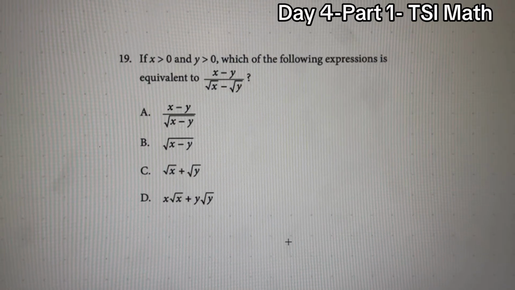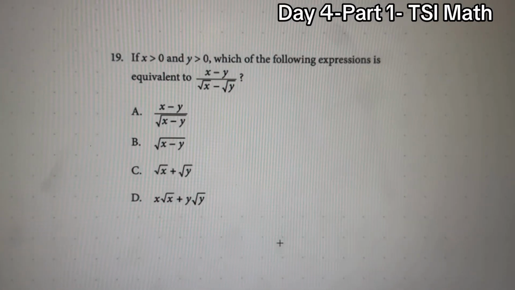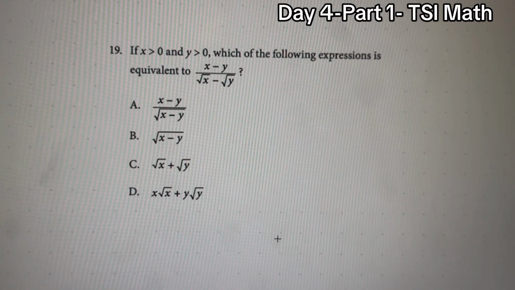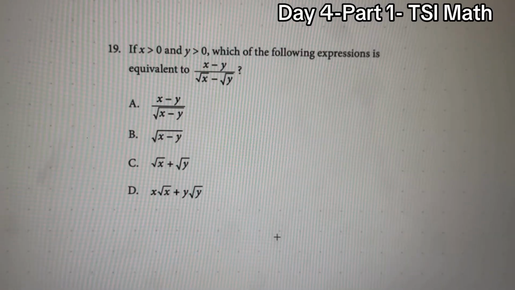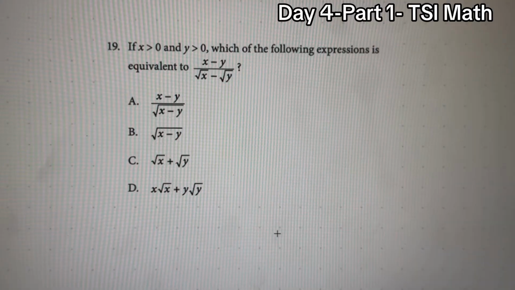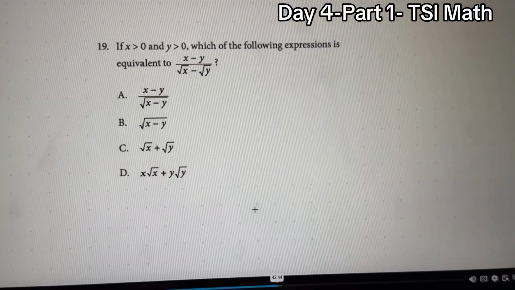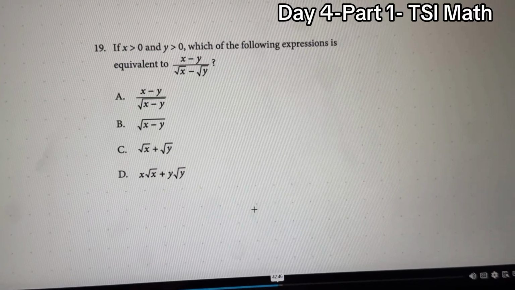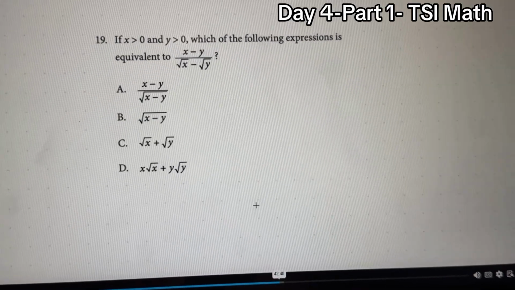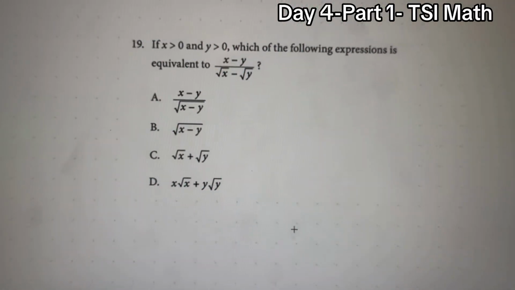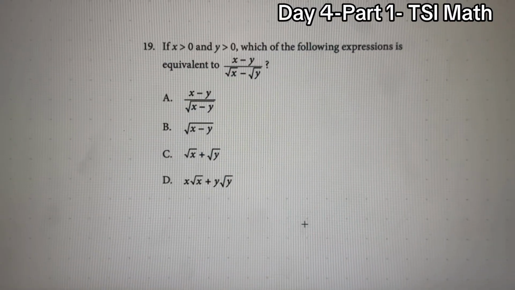Okay, if x is greater than 0 and y is greater than 0, which of the following expressions is equivalent to that giant mess? Square root of x minus the square root of y. Okay, good. You know what strategy we're going to have to use here, right?